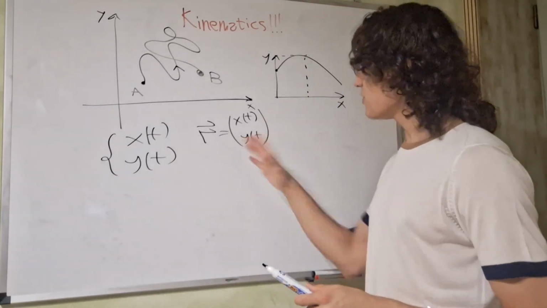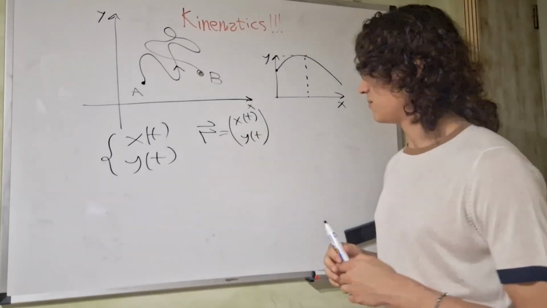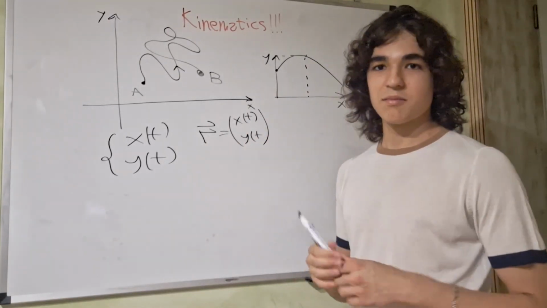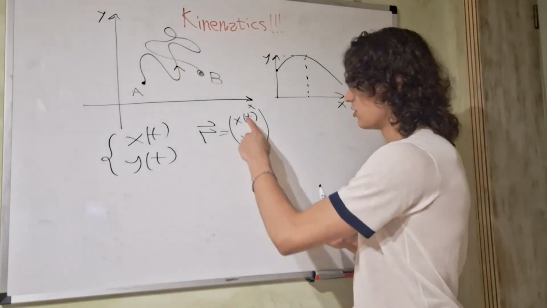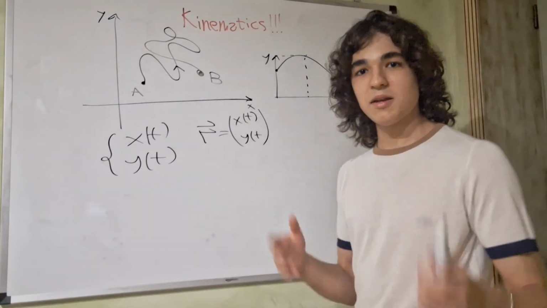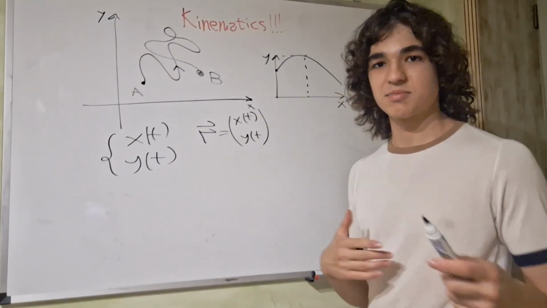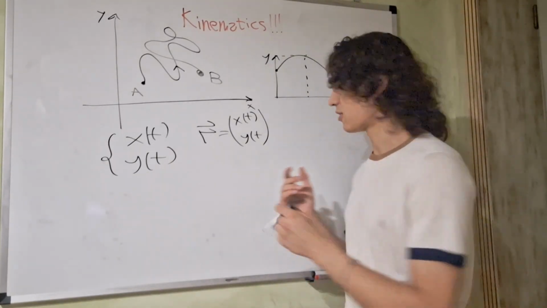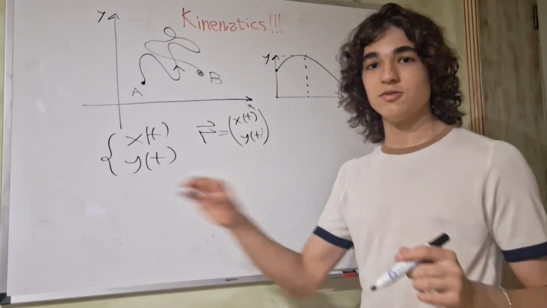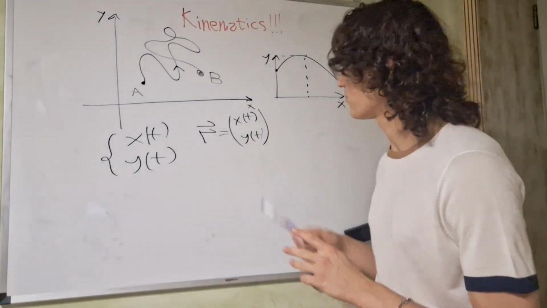Now, that's the description. The motion can be described by this vector, so a couple of numbers, and those two numbers are expressed as a function of time, because for every particular time you are in a particular location.